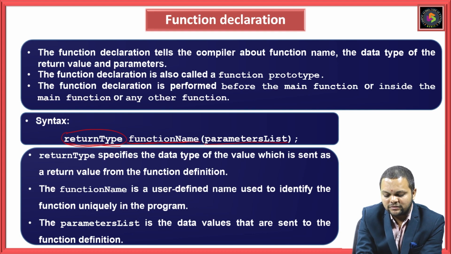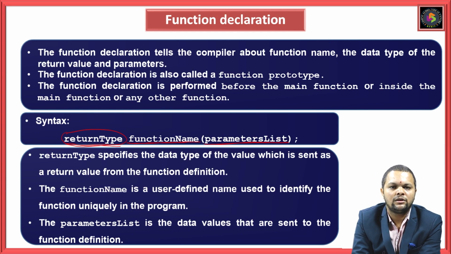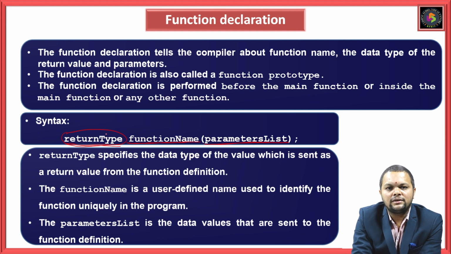So the parameters list is your optional part. Either you can send parameters to that particular function, or you can call the function and give your values inside that particular function. Normally, if I want to use a function, I need to declare that particular function.